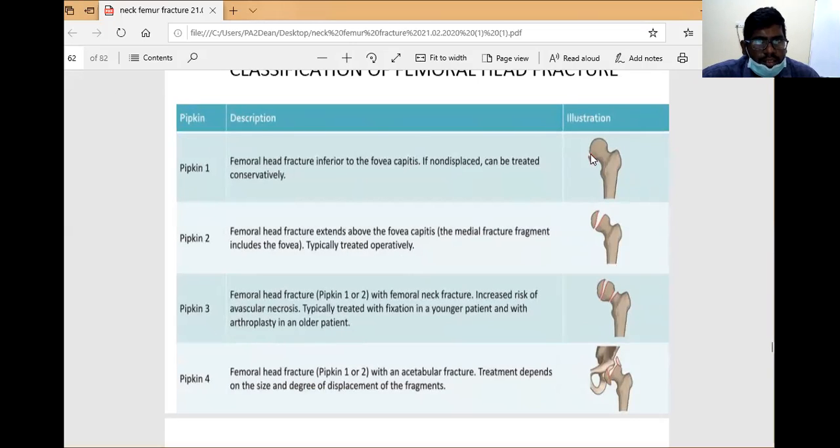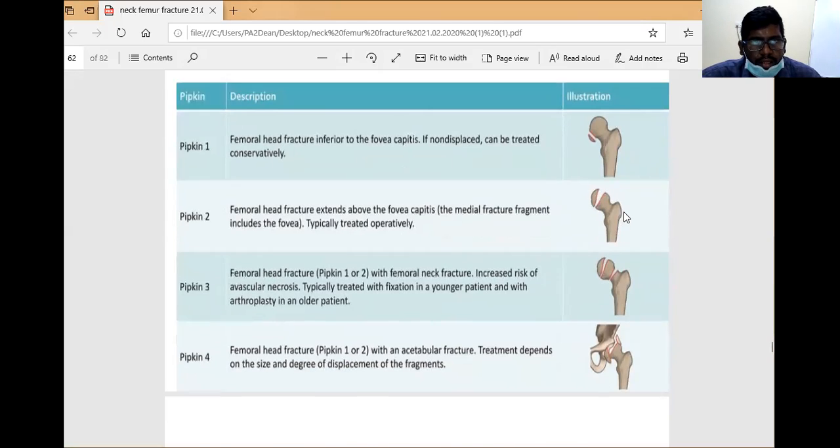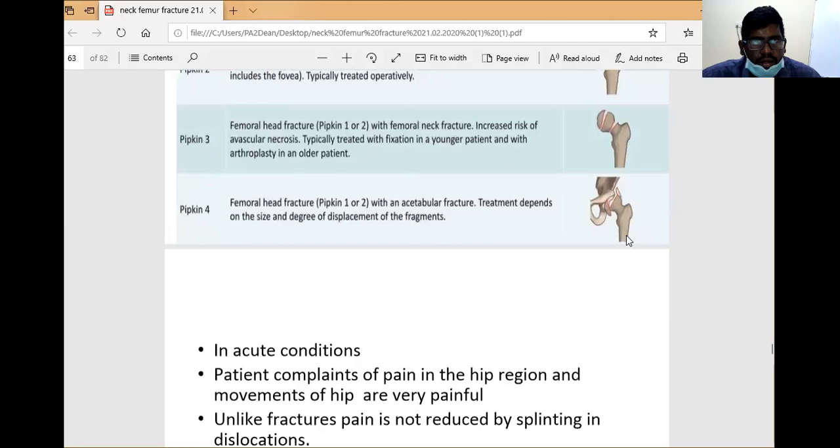Pipkin 1 depends on the location of the fracture, in relation to the fovea centralis. So type 1 is femoral head fracture inferior to the fovea centralis, and type 2 extends above the fovea centralis. Type 3 is associated with neck fracture, and type 4 is femoral head fracture with acetabular fracture also.